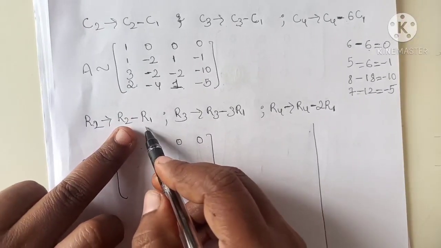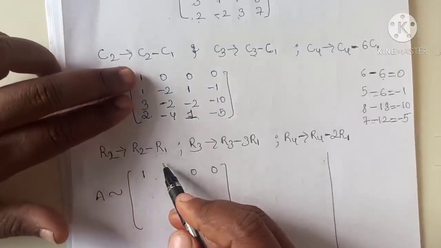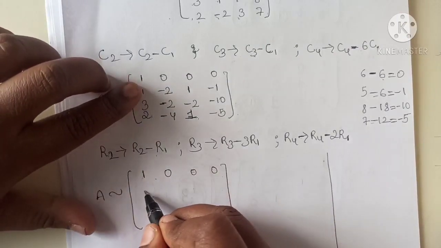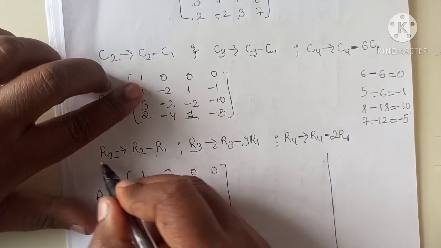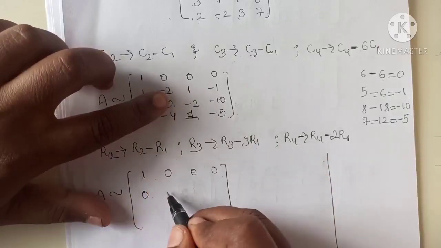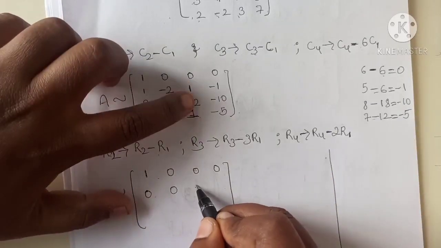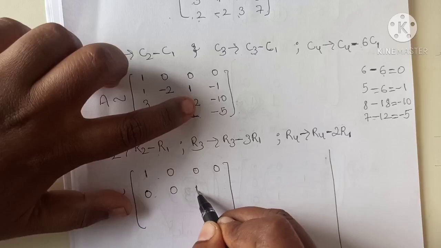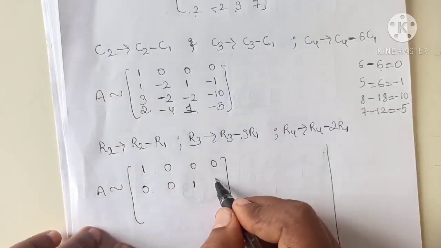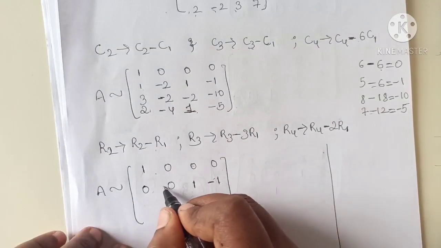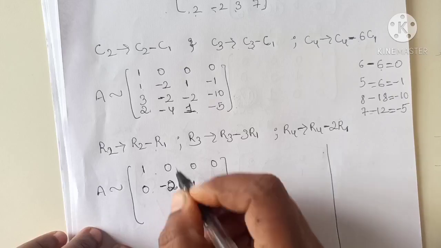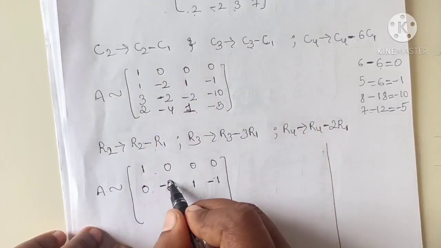First we compute R2 minus R1. We can directly calculate here. 1 minus 1 is 0, minus 2 minus 0 is minus 2, 1 minus 0 is 1, minus 1 minus 0 equals minus 1, and minus 2 minus 0 equals minus 2.